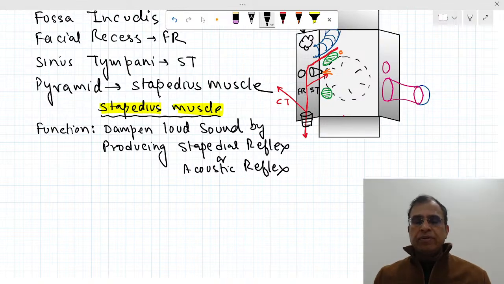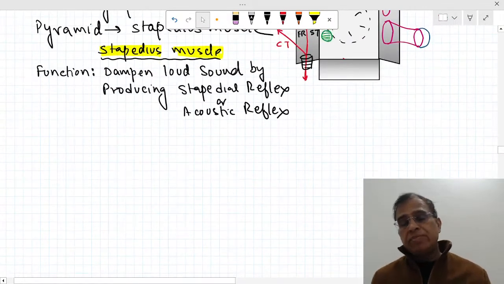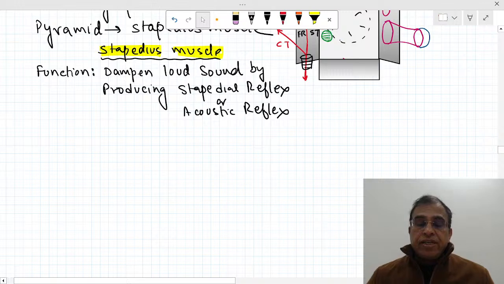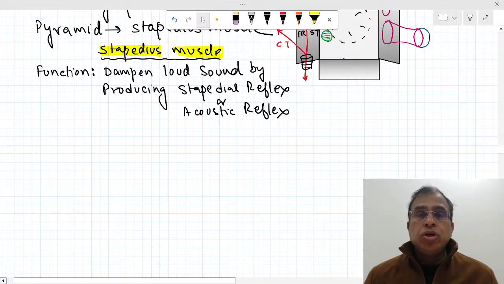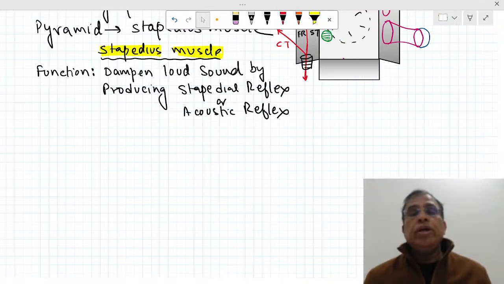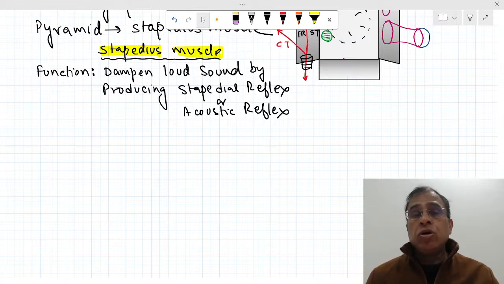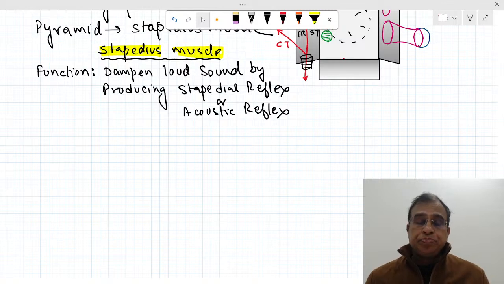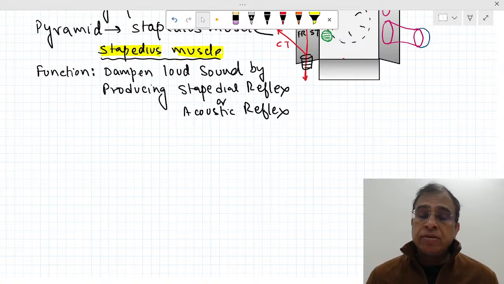Acoustic reflex, or stapedial reflex, is produced by the stapedius muscle, and the function of this reflex is to decrease the loudness of the sound, because loud sound can damage your inner ear. Loud sound can damage your cochlea. So in other words, it is protecting you. It's a protective reflex, the stapedial reflex. Okay.